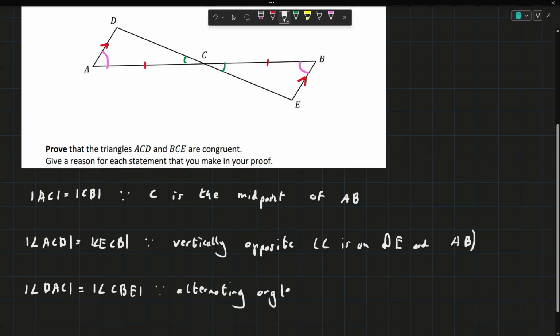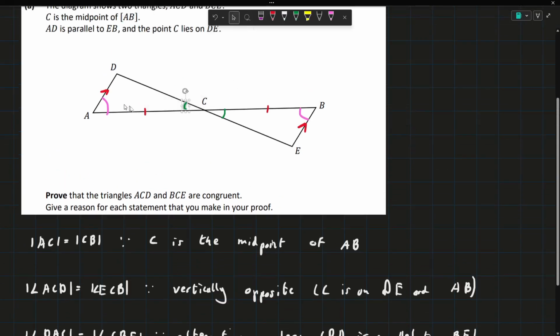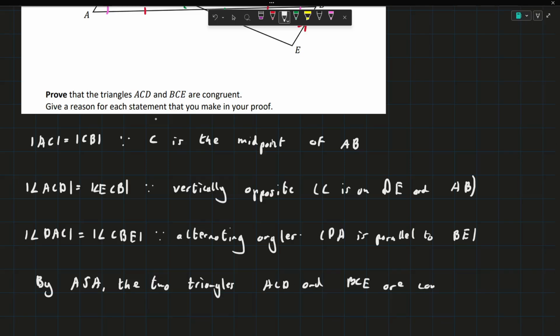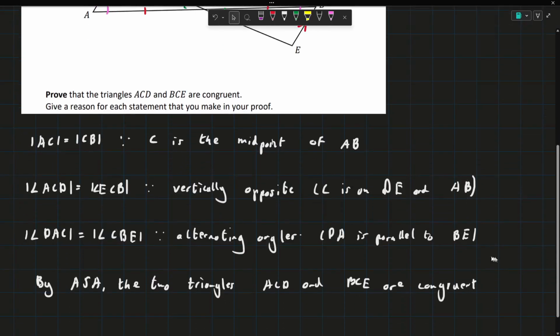And we know that because we are told that DA is parallel to BE. So that's two angles and the side in between the two angles. So then we can say by angle, side, angle, the two triangles ACD and BCE are congruent. So we made three statements: the angles, one side is the same, and it's important that the side is in between the two angles, and therefore they are congruent.